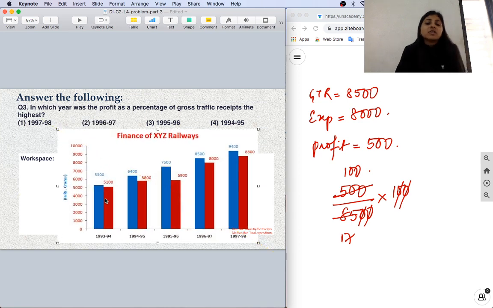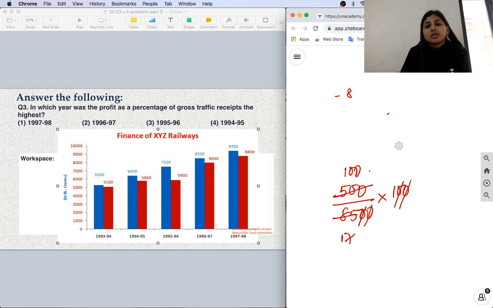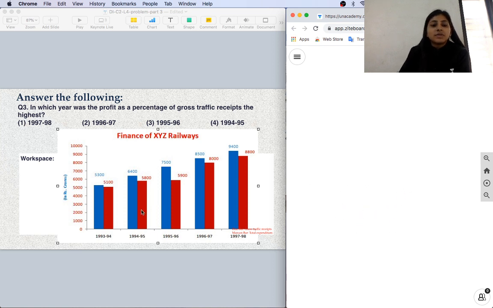In which year was the profit as a percentage of gross traffic receipts the highest? So first of all, the profit is gross traffic receipts minus expenditure. Gross traffic receipts is marked by the blue graph and expenditure by the red one.